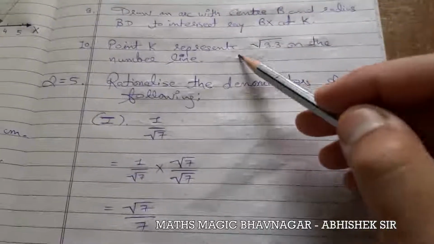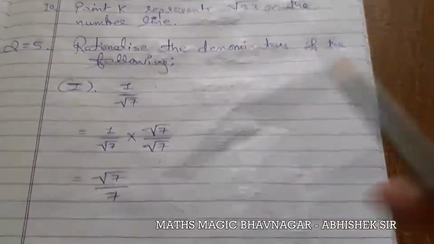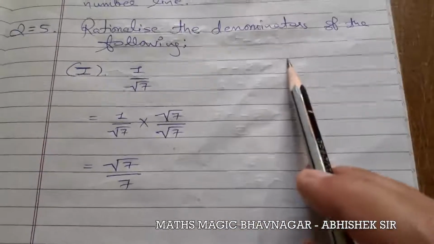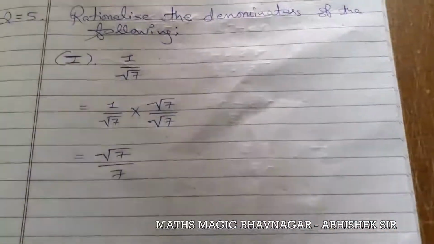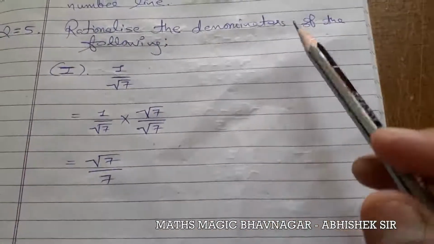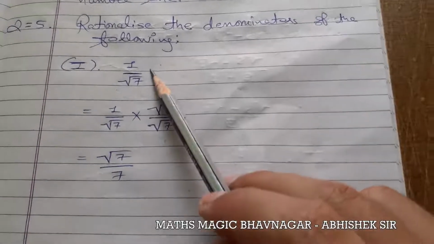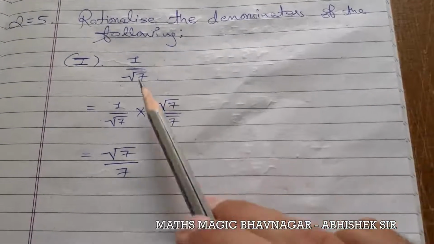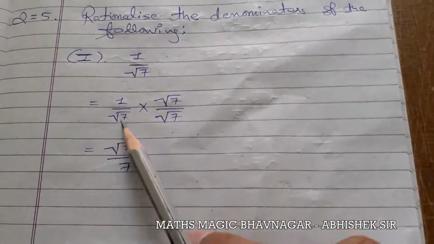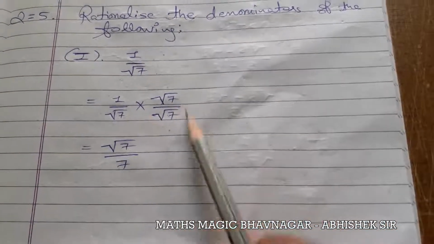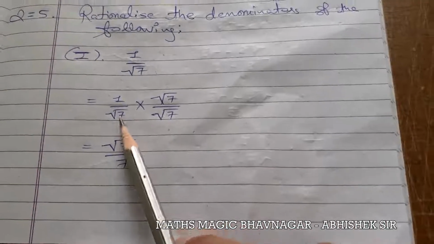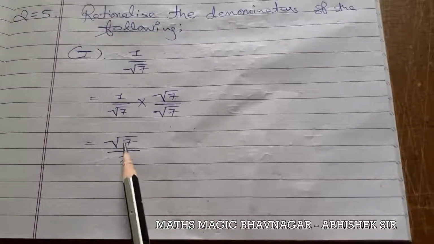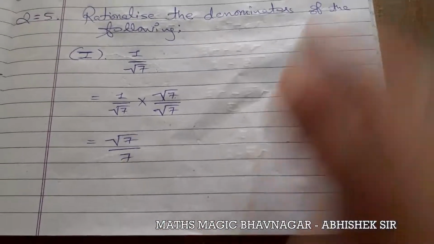So this is how our question number 4 is over. Now question number 5. Rationalize the denominator of the following. The first sub-question in question number 5 is 1 upon root 7. Here root 7 is in the denominator, so we have to multiply the numerator and denominator by root 7 to remove the root from the denominator. Root 7 into 1 is root 7, and root 7 into root 7 is 7. So this is our answer.